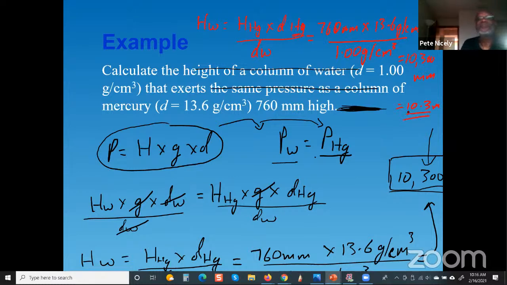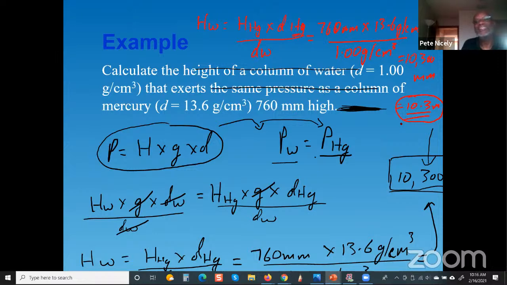So basically, if you were to use water, which is very cheap, right? Water is like the cheapest liquid around. If you were to use water instead of mercury to construct, for example, a barometer, you would need a tube which would be 10.3 meters high, right?